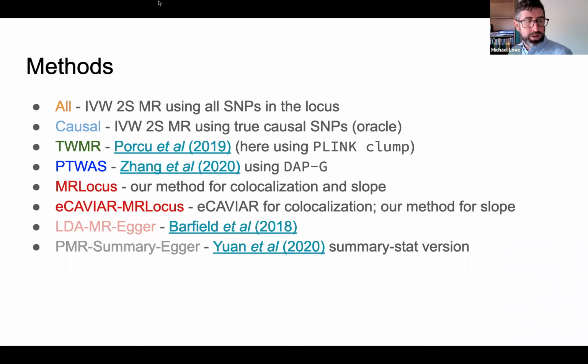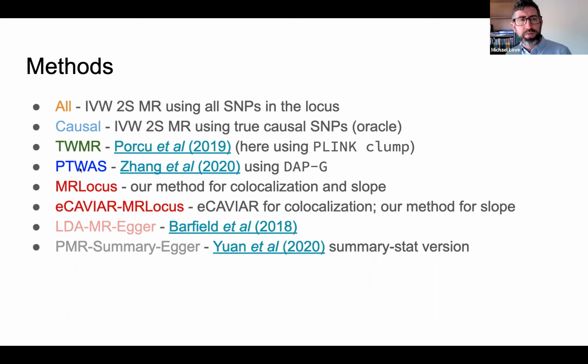So these were the methods we compared to. The first one is just using inverse variance weighted 2-sample MR using all SNPs. Just throw all SNPs into an IVW model. The second one is an oracle. So this is using the true causal SNPs, just performing IVW, inverse variance weighted 2-sample MR, knowing from the simulation the SNPs that are mediating. Sorry, it's knowing the SNPs that are instruments. So not all of them have to be mediating in the null or the horizontal pleiotropy simulation.